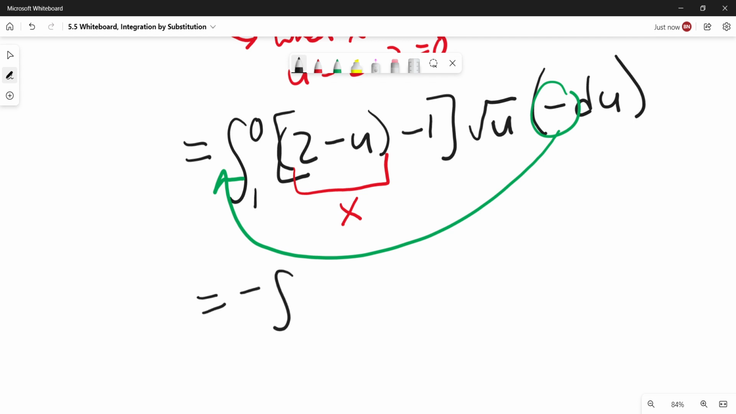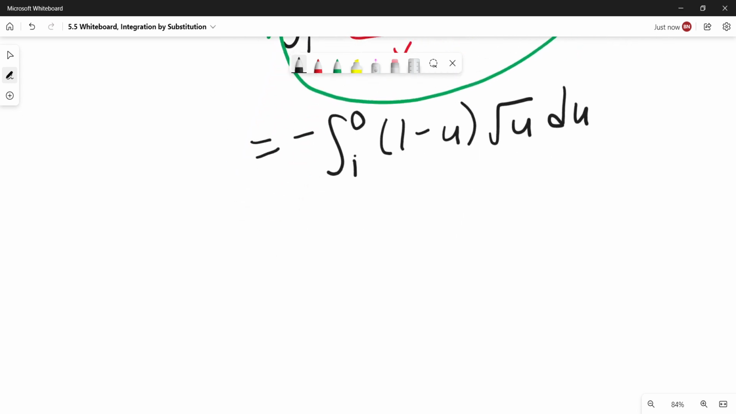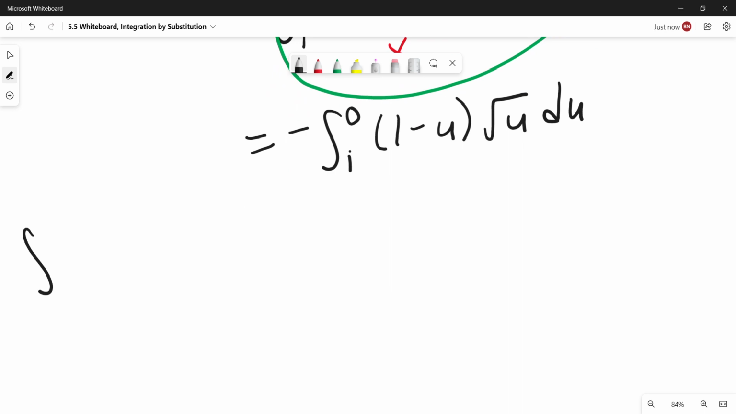Negative from 1 to 0. All right, 2 minus u minus 1 really is just 1 minus u, right? Because we can take 2 minus 1 and say that's 1. So we can say 1 minus u times square root u du. Okay, and then also remember we had the integral from b to a of f of x dx.